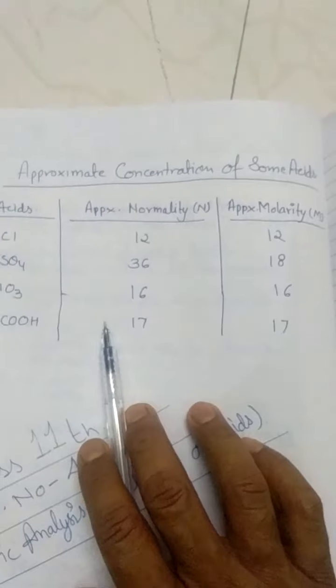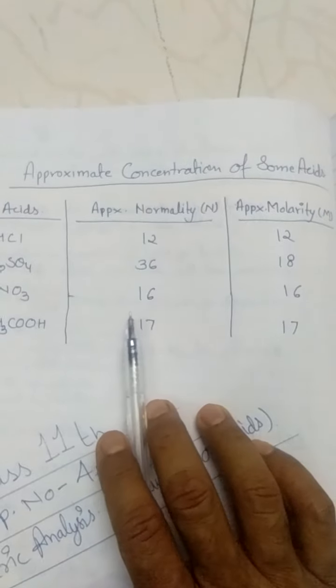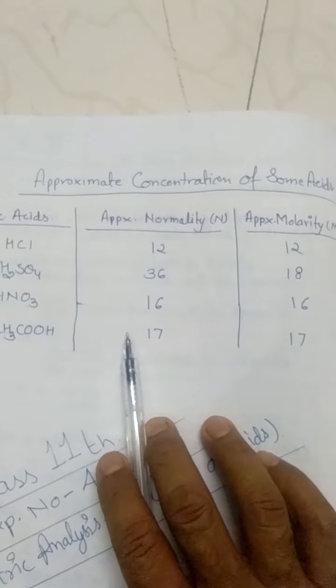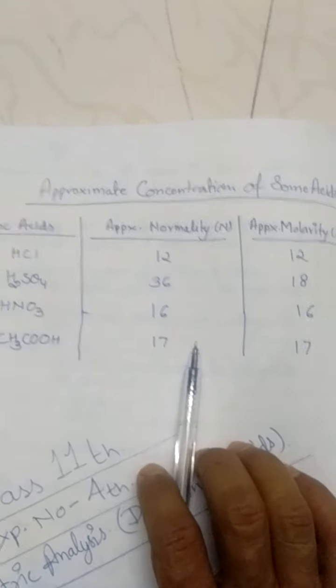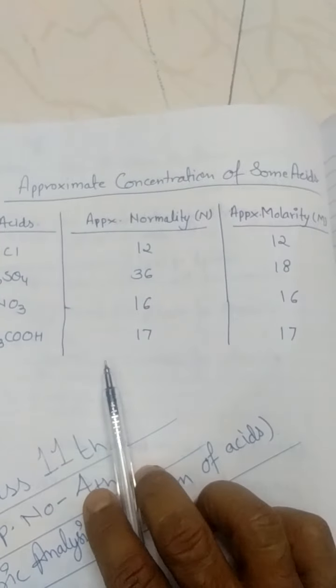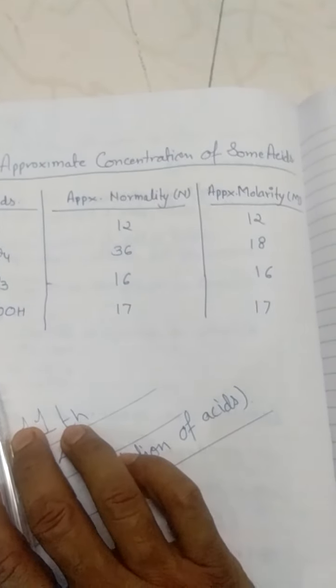Out of this molarity and normality, sometimes we will require a lesser concentrated acid, such as a 2 molar solution, 1 normal solution, 5 normal solution, 4 normal solution, and so on. So from this much normality, how we will decrease the normal concentration or molar concentration, this we will study in our coming experiment.